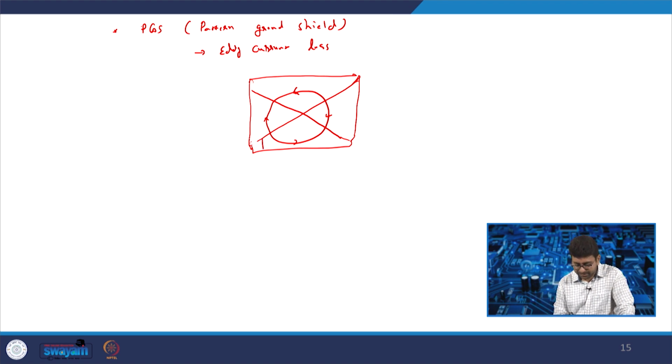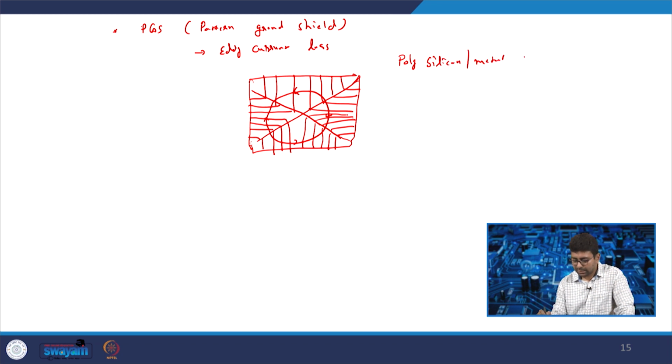We can also make slots in the form of this pattern. This is called the pattern ground shield, and it helps us reduce the eddy current loss, and it is drawn on the bottom layer. In many applications this is also drawn using polysilicon. So polysilicon or metal stacks in the ground are used to reduce the eddy current loss.